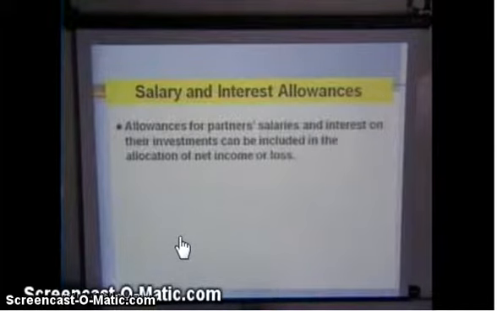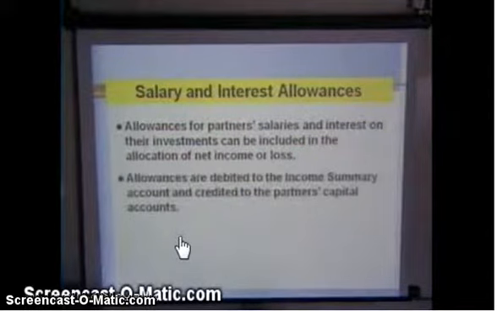Salary and interest allowance. Allowances for partners' salaries and interest, they call it salaries, however it's for you. It's going to end up being a deduction from their capital account. And interest on their investments can be included in the allocation. So if we're set and we debit those, allowances are debited to the income summary and credited to the partner's capital account. That's when they take it out.